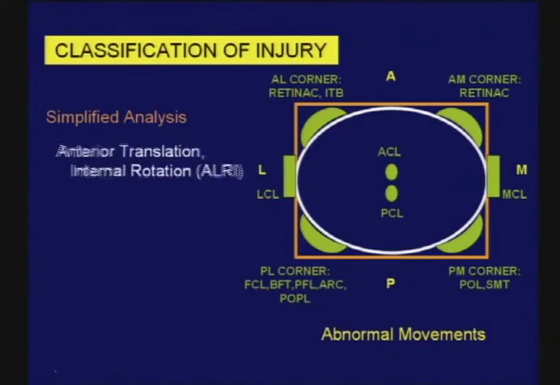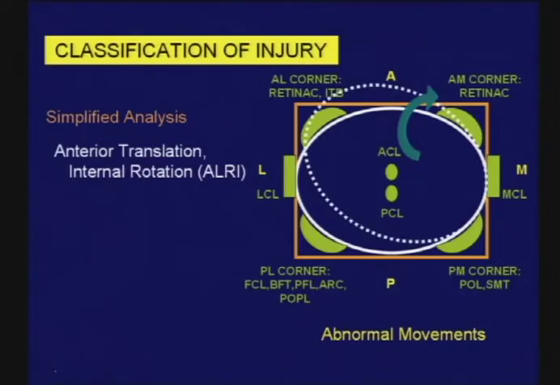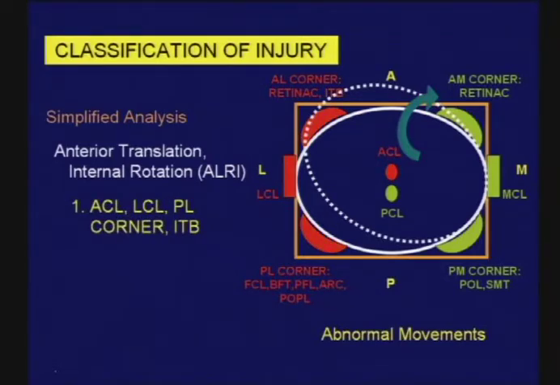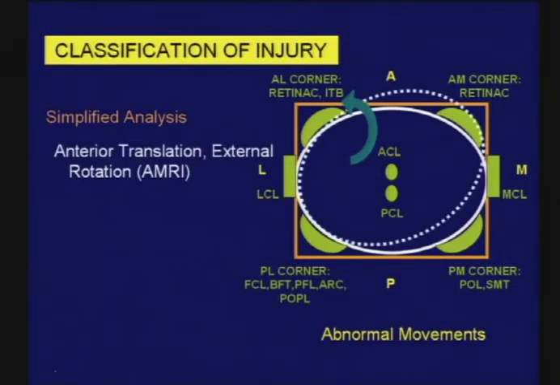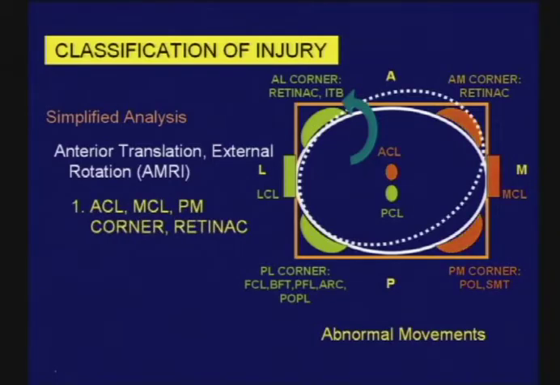And then finally, two patterns of rotation. Here we have anterior translation and internal rotation of the tibia. The structures injured with this mechanism, ALRI, the anterior cruciate ligament, and the lateral supporting structures. Or the opposite, anterior translation and external rotation of the tibia. The structures injured there, the anterior cruciate ligament, and the medial supporting structures.